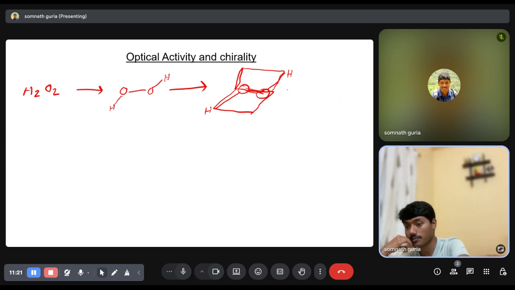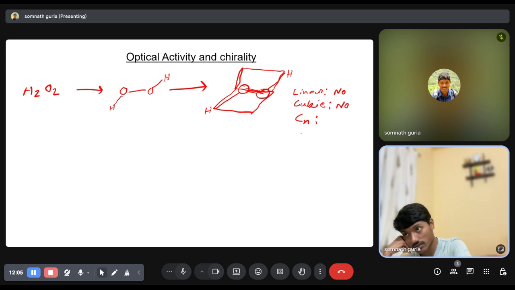My process will be: is it linear or not? Linear, no. Is it cubic? Under the cubic point group, obviously it is not. Then, does it have any C2? Let's find out. Do we have a C2 or Cn axis over here? Is there any Cn axis? Yes, it has one Cn axis.